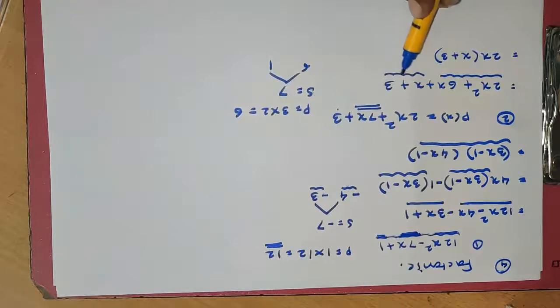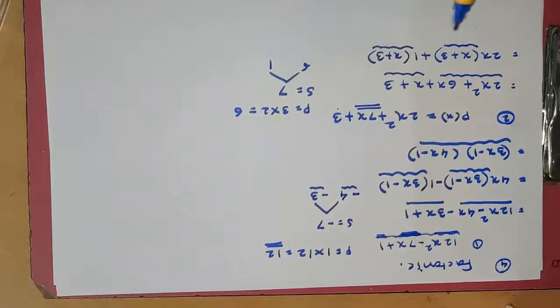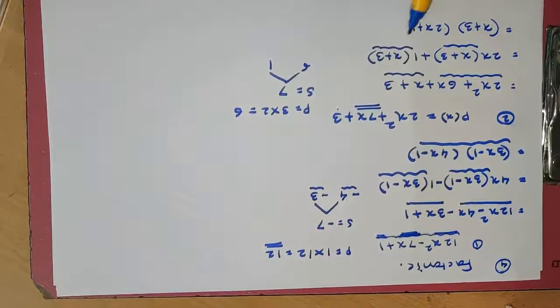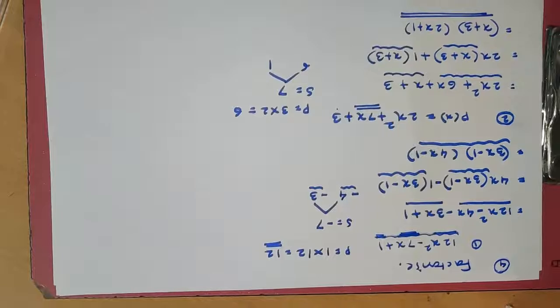Now again here nothing is there to take common, so plus 1 will be common and in the bracket left x plus 3. So now x plus 3 is the same bracket which I will take common, and in the bracket left 2x plus 1. So we can get the factors like this.